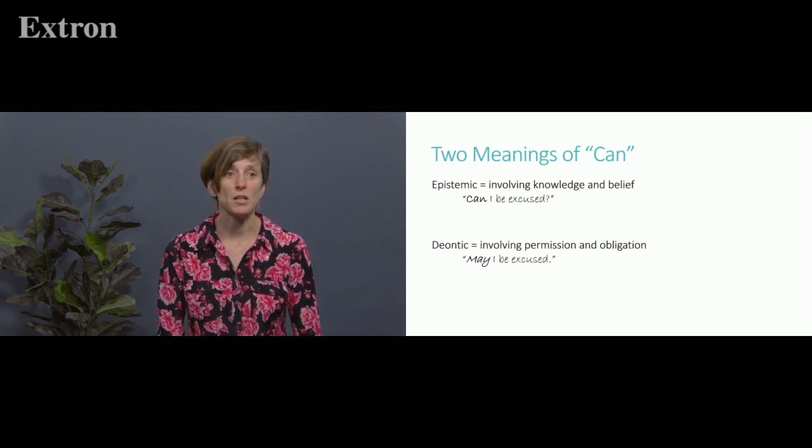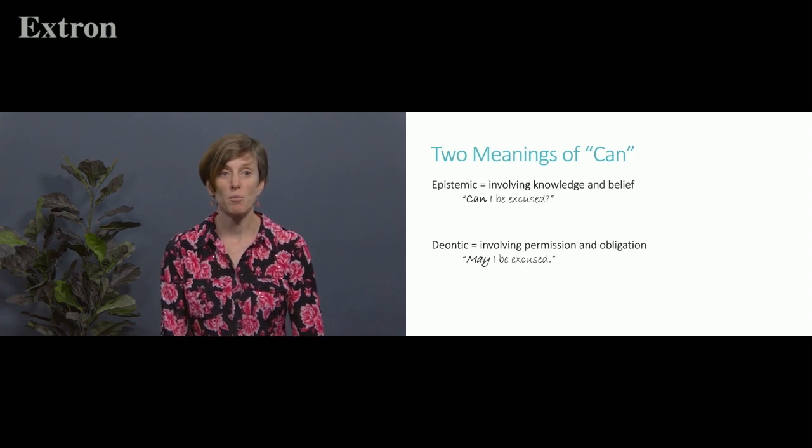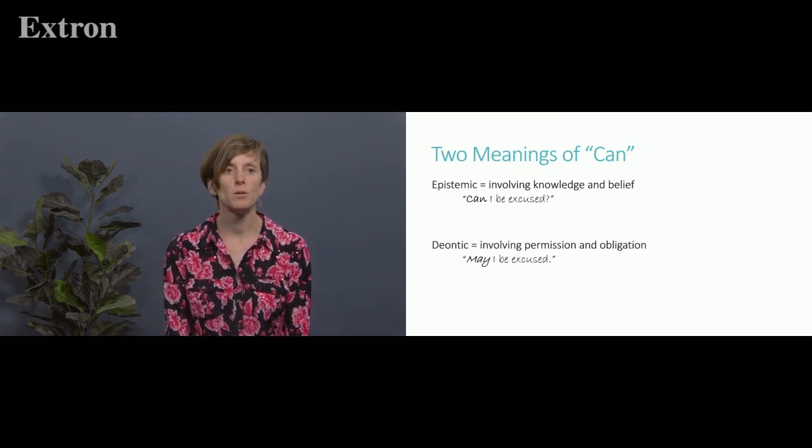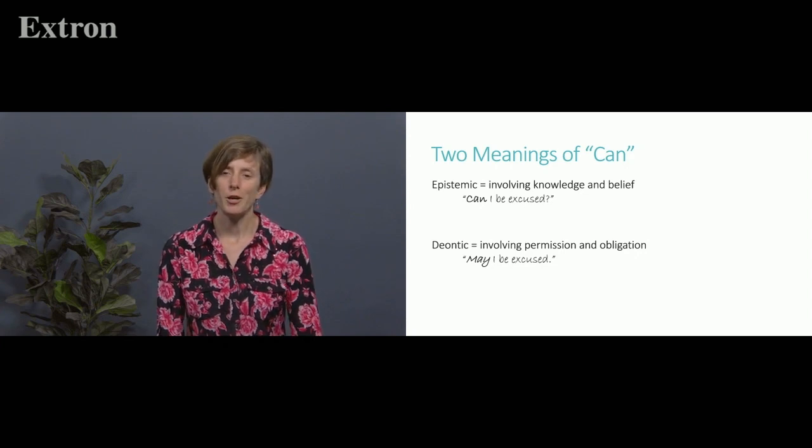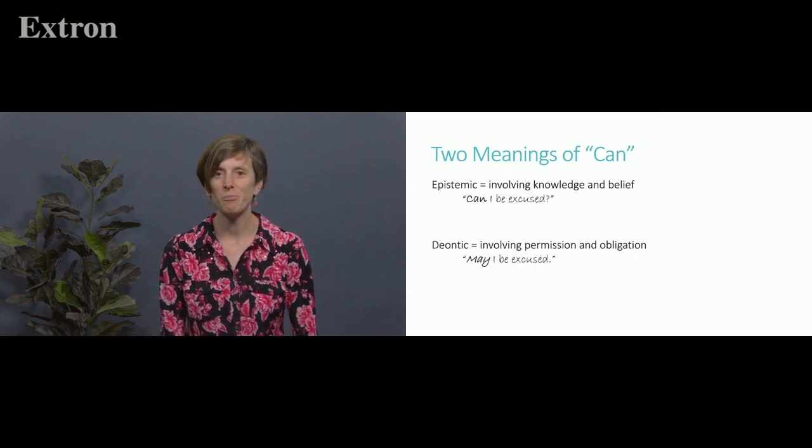So those are the two meanings. Epistemic, involving what's actually possible, maybe physically possible, or what we believe to be possible as humans. And the deontic, which is what is permitted or obliged to happen. I almost said should, but should could also work that way.